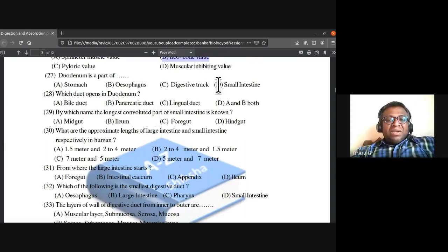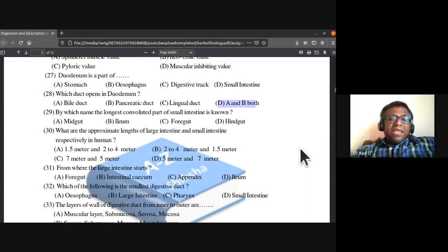Duodenum is a part of, this is an easy question, small intestine. Which ducts open in duodenum? Bile duct, pancreatic duct, lingual duct. So both A and B open into the duodenum.